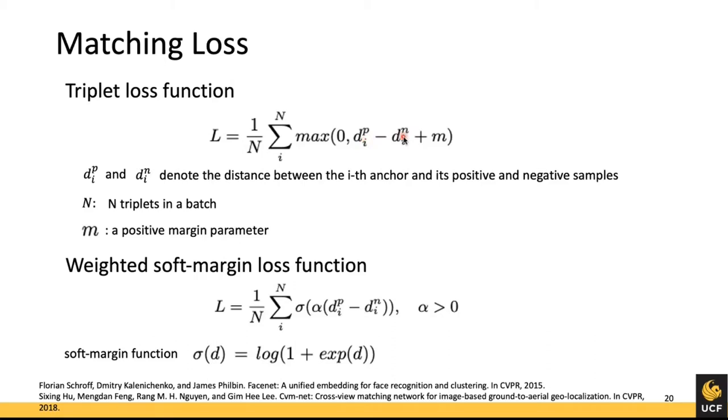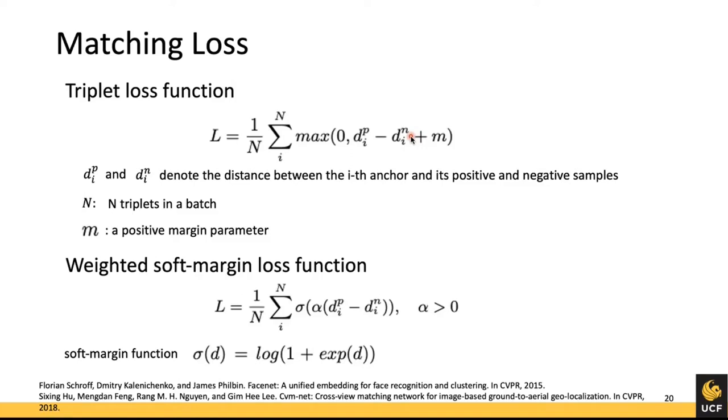So if you look at the loss function, if d_ip plus a positive margin is still less than the distance of the negative sample, then we don't incur a loss. But if it's not less than the negative distance, we incur a loss because the feature you learned may not be good enough, right?